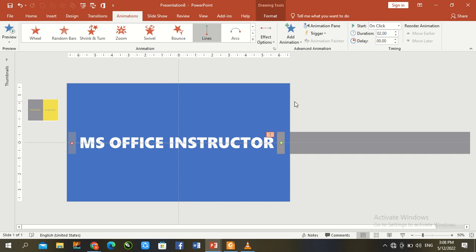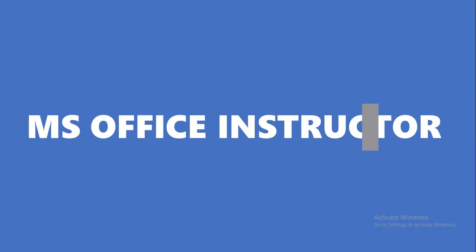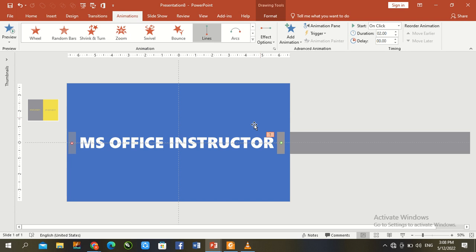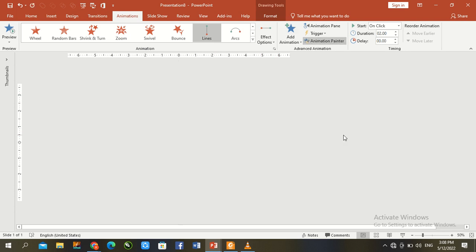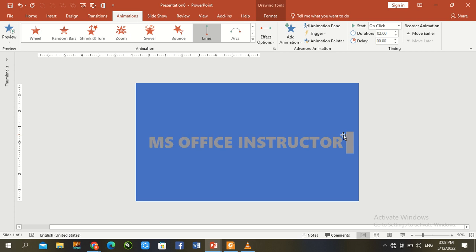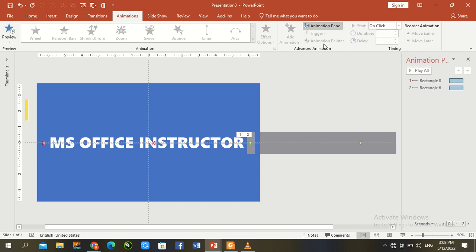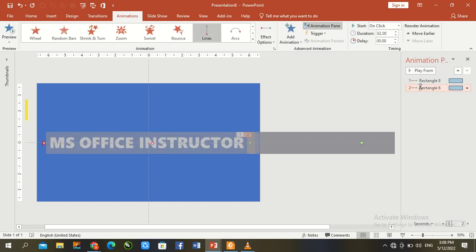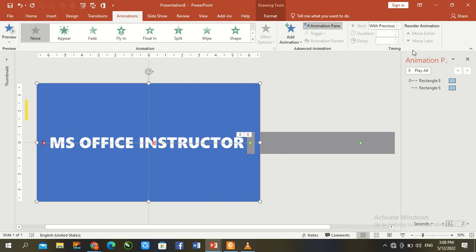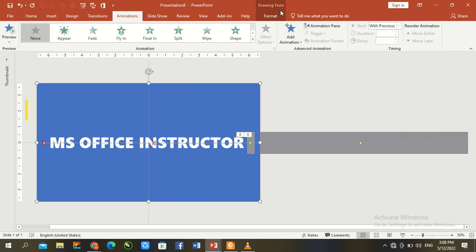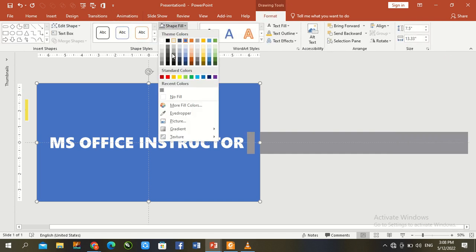Now run with Control F5. Click here, go to Animation Painter and paste the previous animation here. Accurate. Now once again go to Animation Painter, select with Control A, select all, and go to With Previous and set the duration to 1.00. Again click the shape and fill the font and shape fill with a hydro color.